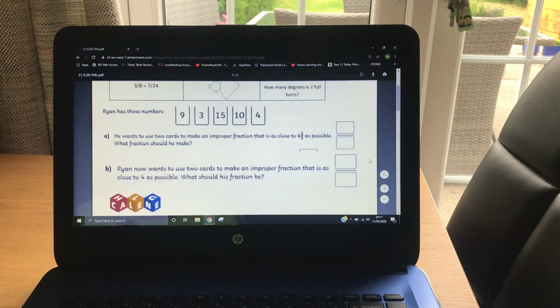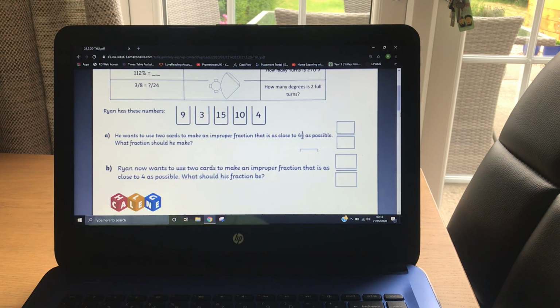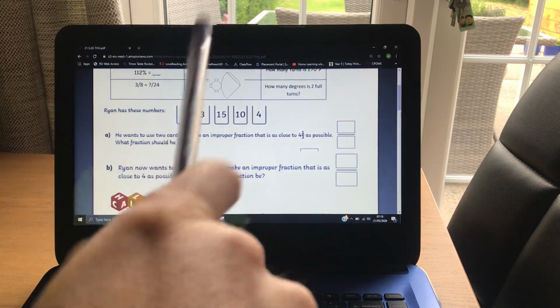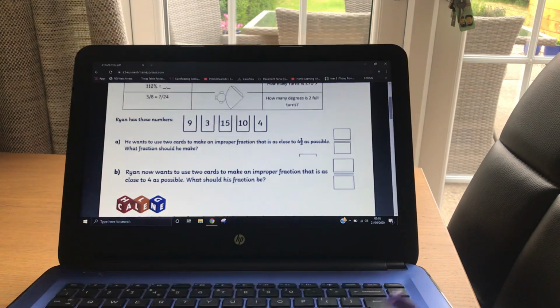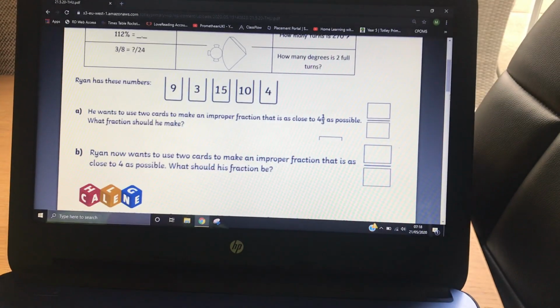You know, we had a lot of calculations yesterday that was just drilling in the skill. So we're going to have a little play with some worded problems today. So Ryan has these numbers. He's got a 9, a 3, a 15, a 12, a 4. He wants to use 2 cards to make an improper fraction that is as close to 4 1/3 as possible. What fraction should he make?